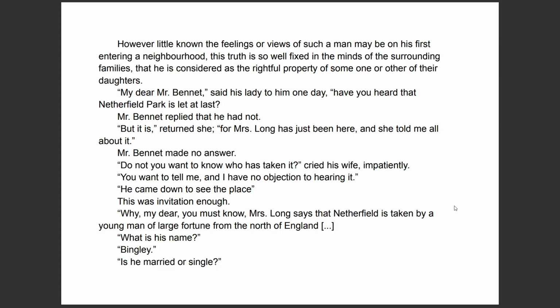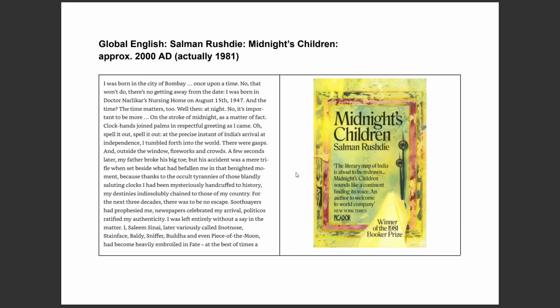Okay, so moving on now to the final example. So global English, and the best example of that is Salman Rushdie, Midnight's Children, approximately 2000 AD, so actually 1981. So I won't read through all this. I was born in the city of Bombay, once upon a time. No, that won't do. There's no getting away from the date. I was born in Dr. Narlikar's nursing home on August the 15th, 1947. So as you might be able to work out there, it's about the independence of India.